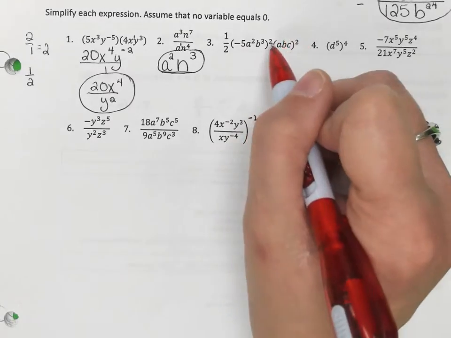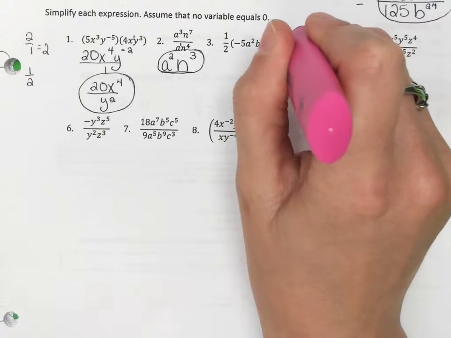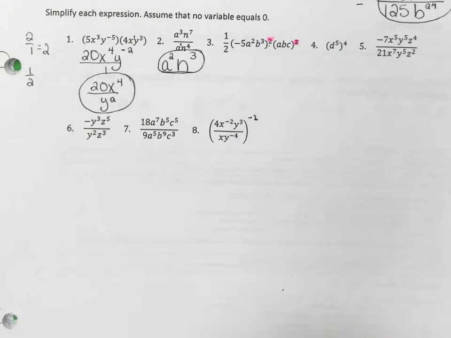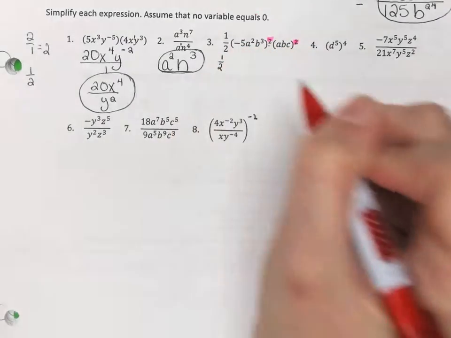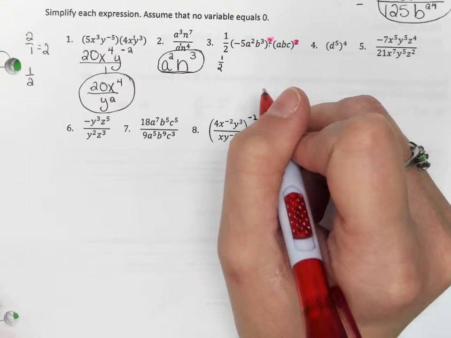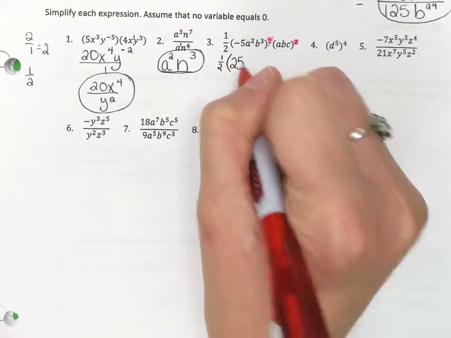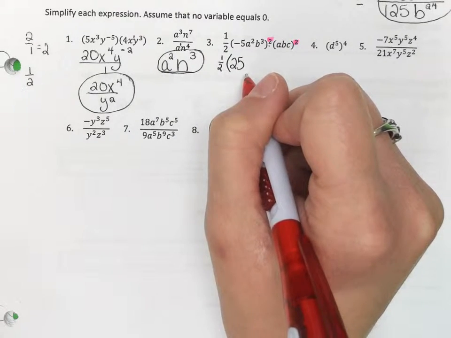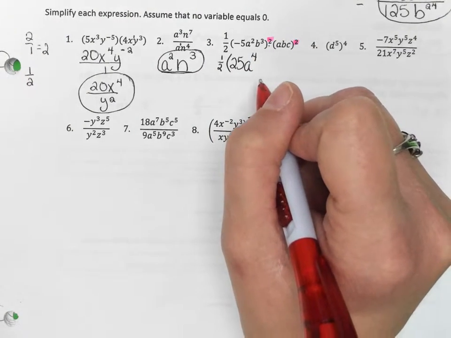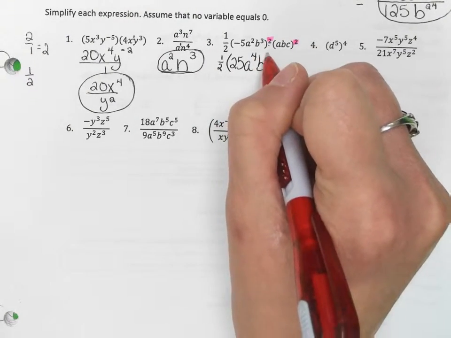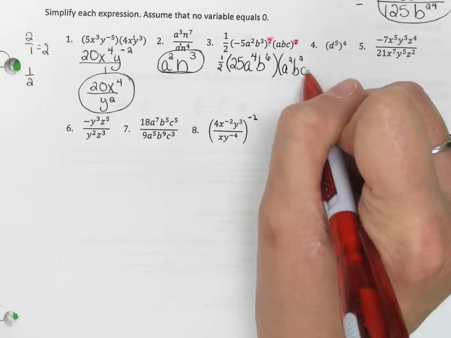All right, here we go. We got to do these exponents on the outside first. You ready? We got to do that exponent, and we got to do this exponent first. All right, so bring down my 1/2. What's negative 5 squared? 25. And then A squared, A to the 4th. And then B cubed squared, B to the 6th. All right, and then it's just A squared, B squared, C squared.